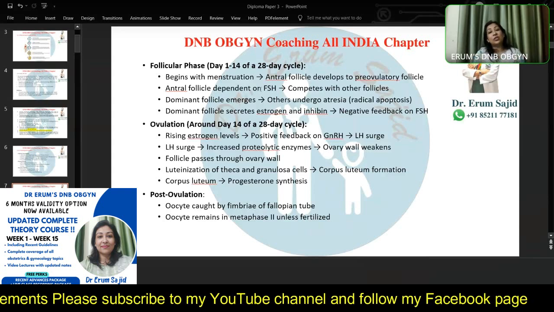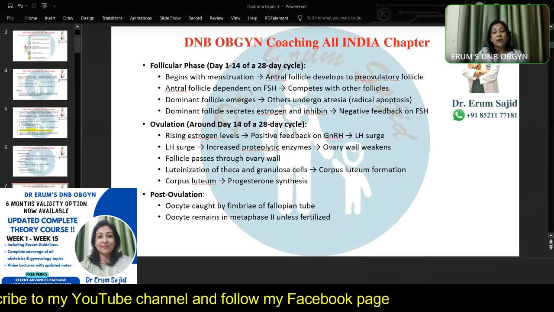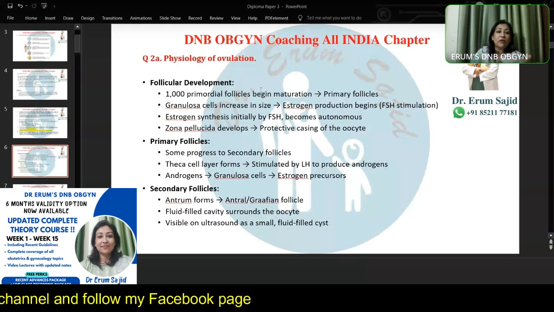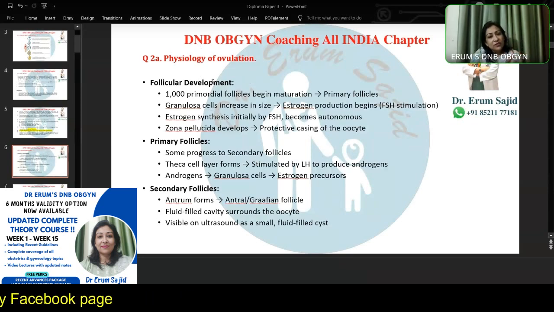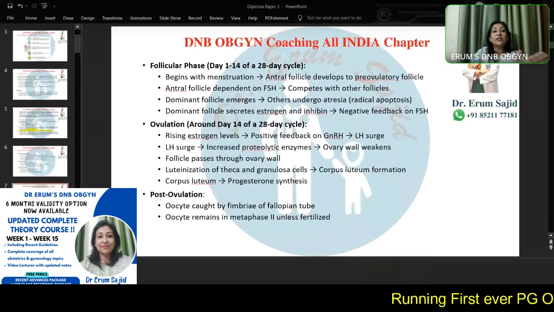Now, this question, physiology of ovulation, has been asked, I don't know how many times in the DNB main paper. And this is the slide that you need to know. I have started building up the concept right from how ovulation begins: follicular development, then primary follicle, secondary follicle. I have already taught you in embryology. This is not what you will write in the answer. What you'll write is just this.